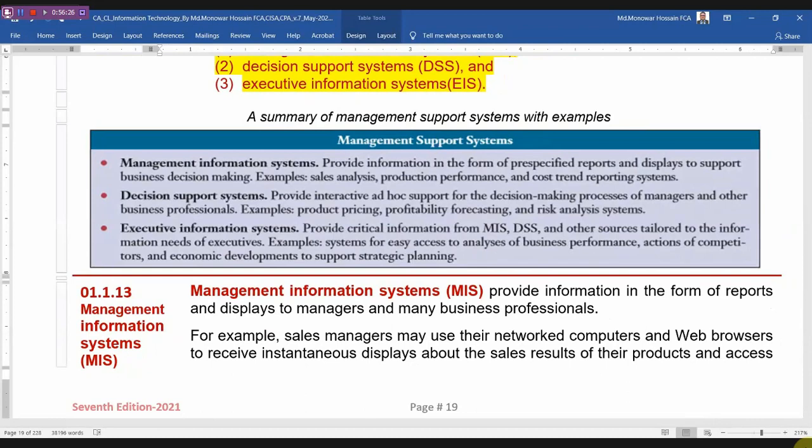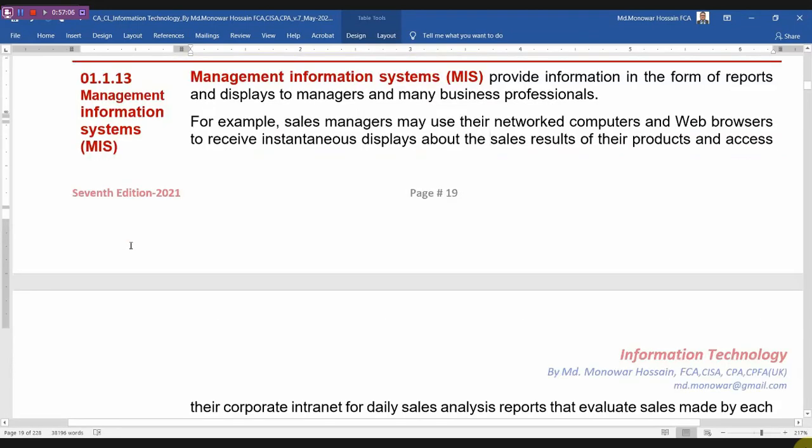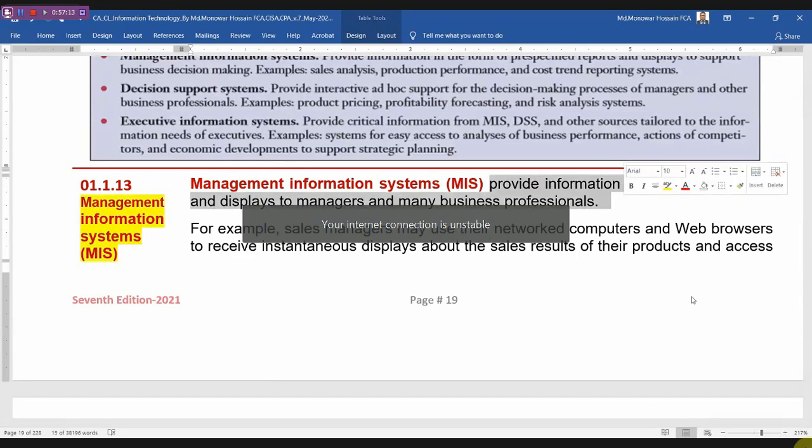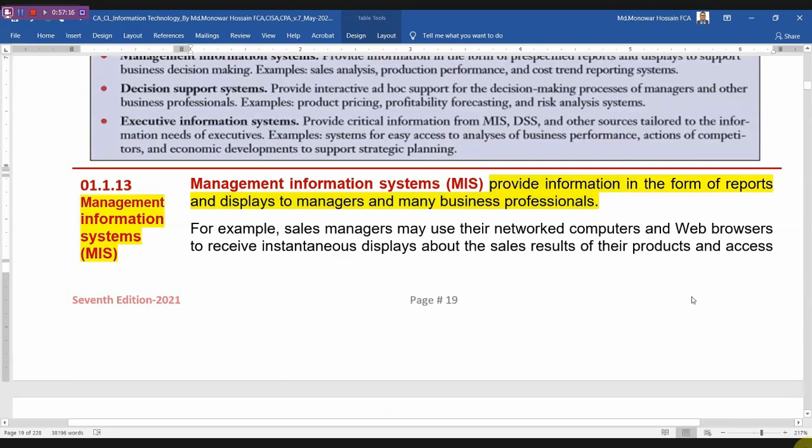So management information system provides information in the form of the support for decision making, a cost trend report, etc. And decision support system provides support to the decisions, DSS, etc. So all is here narratively. What is management information system? So management information system provides information in the form of reports and displays to the management and many business partners.